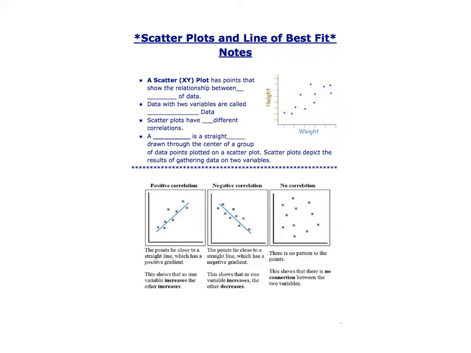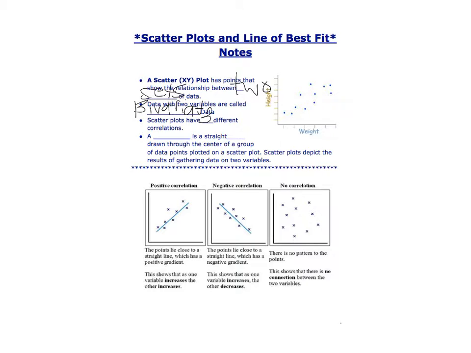Today's objective is to learn how to calculate scatter plots and line of best fit while using corresponding data. A scatter plot has points that show the relationship between two sets of data. Data with two sets of variables are called bivariate data. Scatter plots have three different correlations: positive, negative, and no correlation.